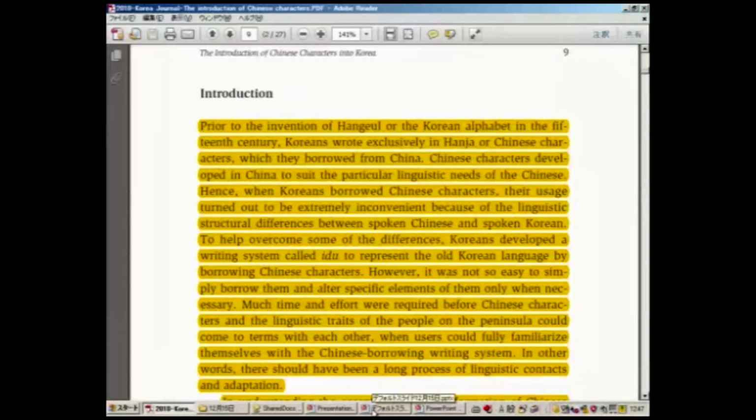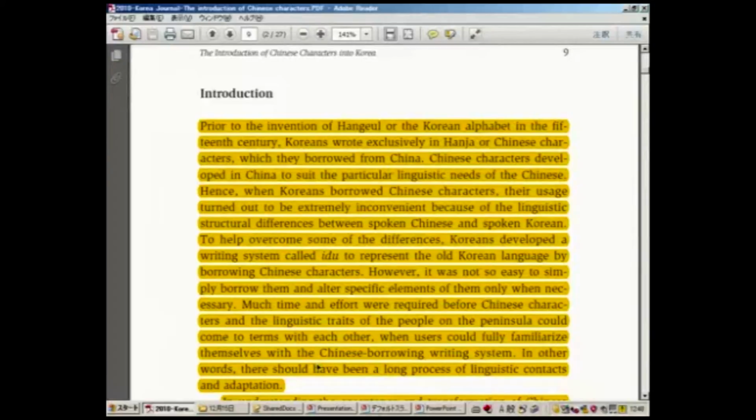Okay, now I'll start the presentation, and I'll read some parts of my paper, and sometimes I like to show you my PPT just for your easy understanding. The first chapter, introduction. Prior to the invention of Hangul, or the Korean alphabet, in the 15th century, the Koreans wrote exclusively in Hanja, kanji, or Chinese characters, which they borrowed from China.